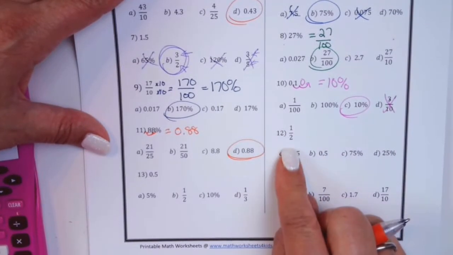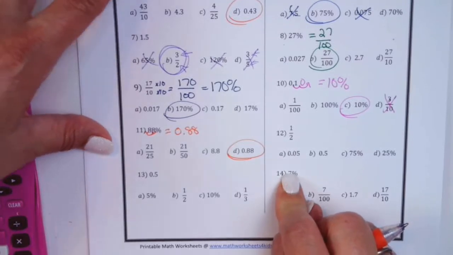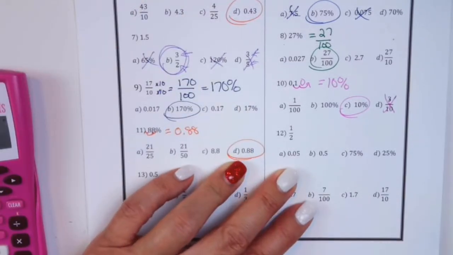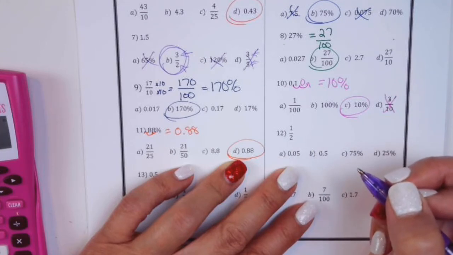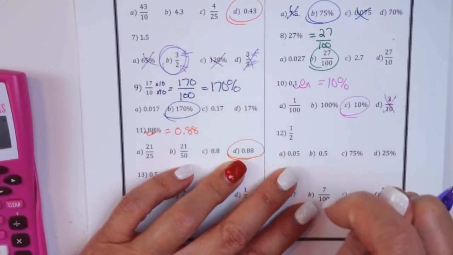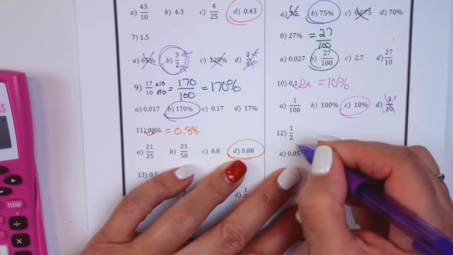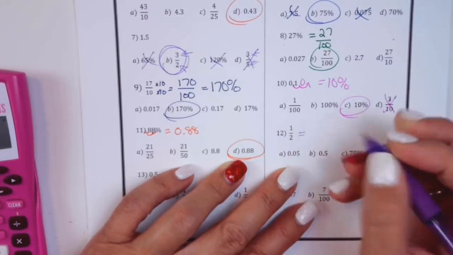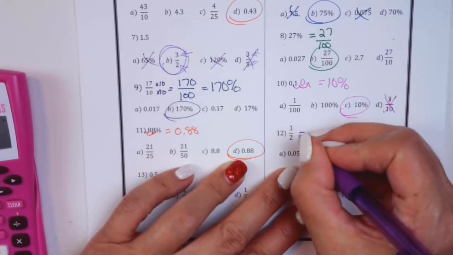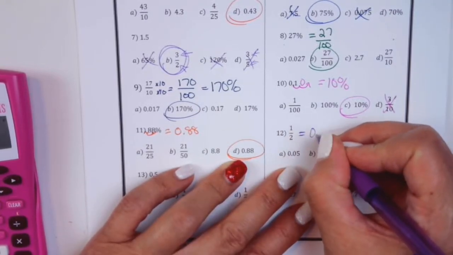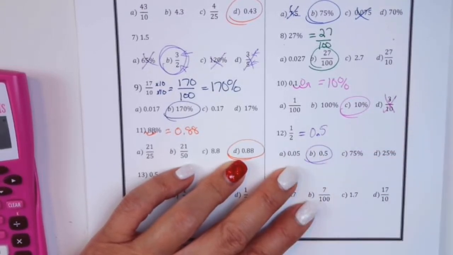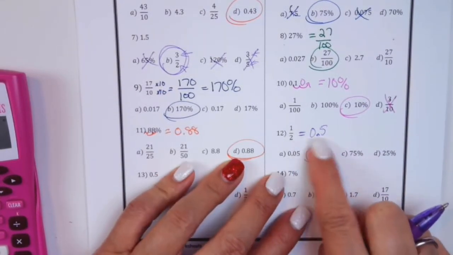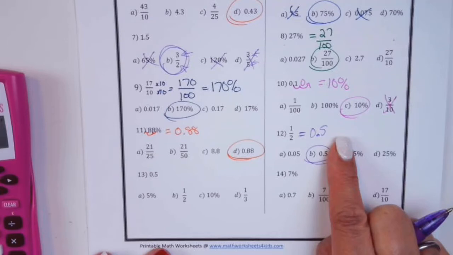12. 1 over 2. That's a half. A half, you might know, or if you don't, is the same thing as 50% of something. 1 is 100%, so this one is 50%. At the same time, you can do it on the calculator. We know that a half can be written as a decimal as 0.5. If you're not sure about it, then do it with the calculator. But a half is the same thing, and as a percentage, it would be 50%.